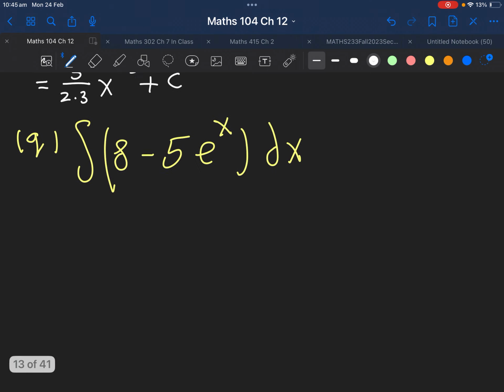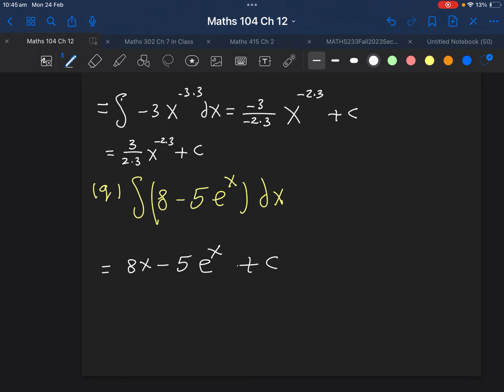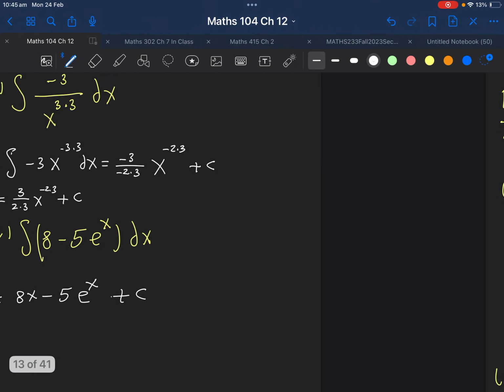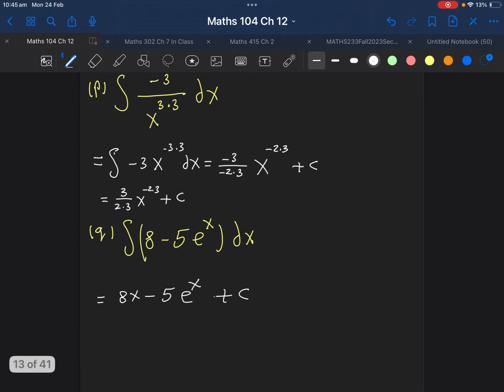Let's see. Finally, we have this one. We have 8x, because it has no x. The integral of the e will stay e plus c, and that's the integration for this question here.